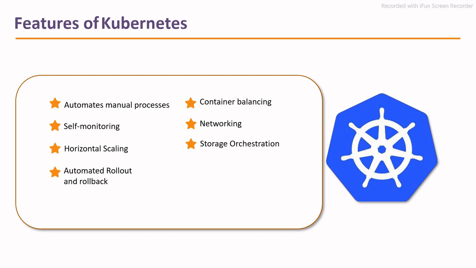Next is container balancing. Kubernetes always knows where to place your container by calculating the best location for it. Next are network services. Kubernetes offers security, networking, and storage services. Next is storage orchestration. Kubernetes also provides mounts and the storage system of your choice to run your applications.